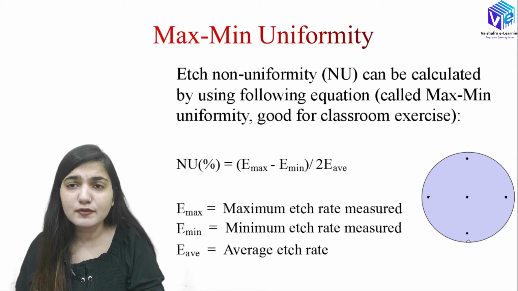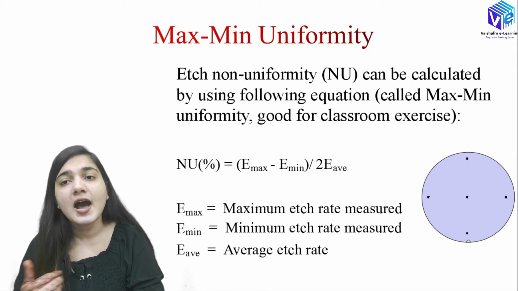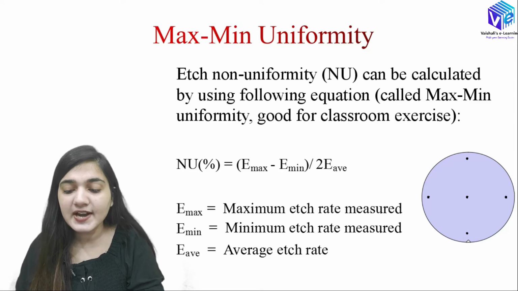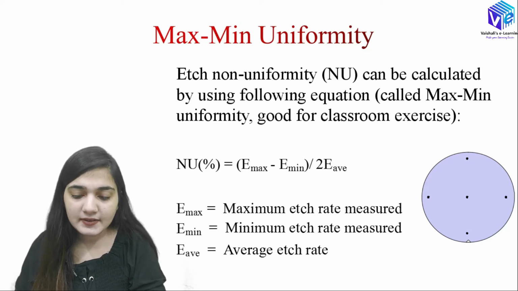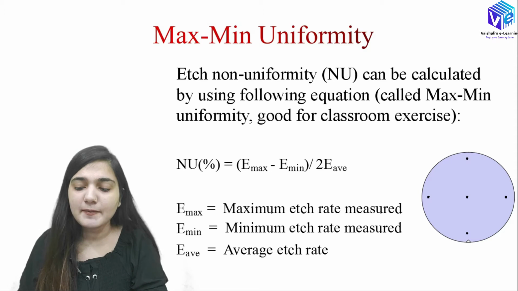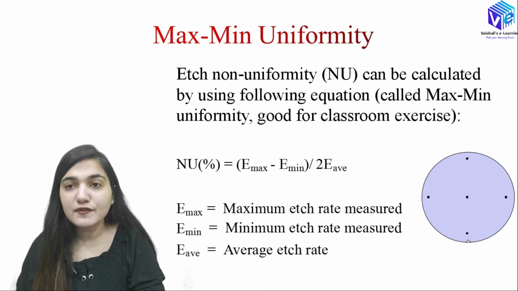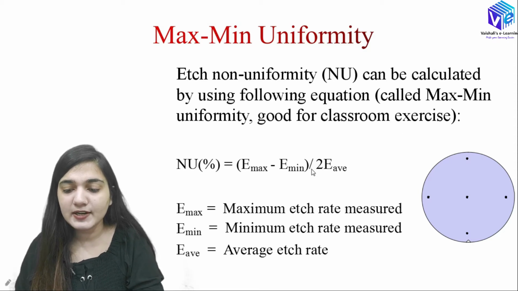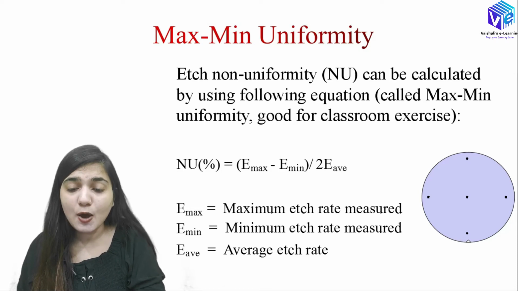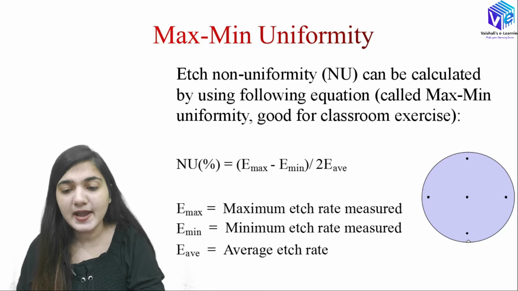non-uniformity. If I want to find it in percentage, I will be finding out the average etch rate also, and the maximum etch rate and minimum etch rate as well. The non-uniformity percentage can be calculated as the maximum etch rate subtracted by the minimum etch rate divided by twice the average etch rate. So I hope now you understood how I can calculate the non-uniformity as a percentage and how I can find out the maximum minus minimum uniformity.